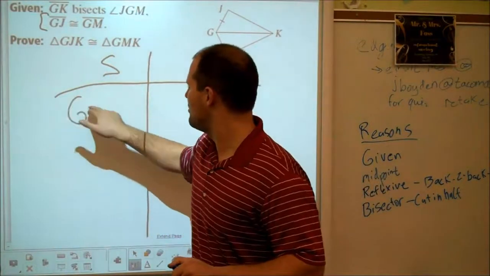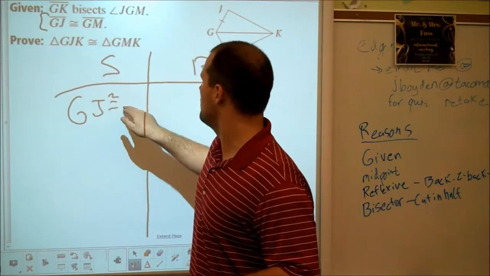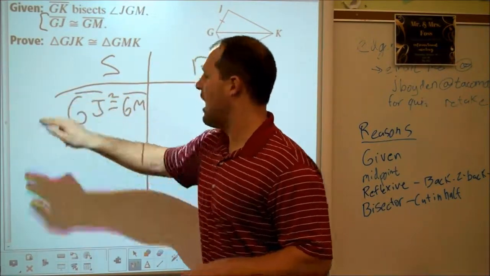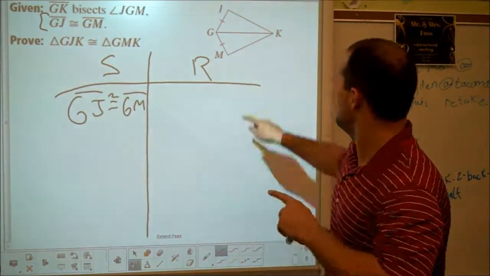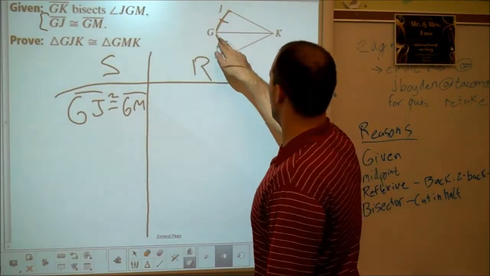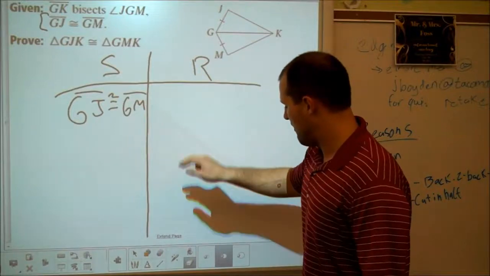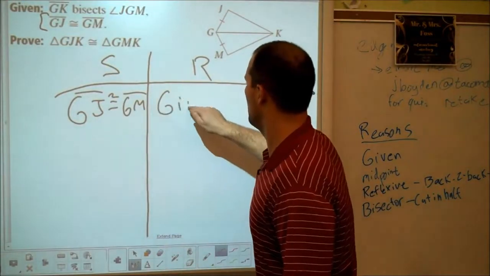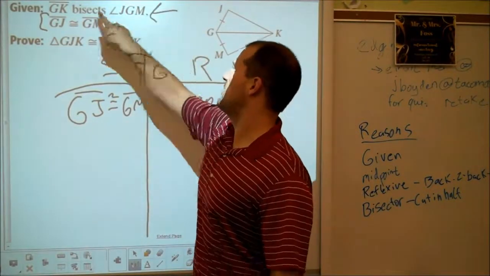But I can write GJ is congruent to GM. I want to double check, make sure it's labeled on the picture. GJ labeled. GM, it was already labeled. So I don't have to rewrite that. That's good. That information is given. Now, the first statement has the word bisects in it.